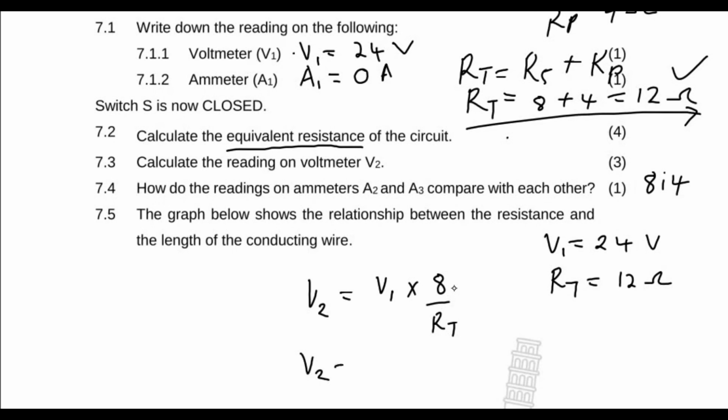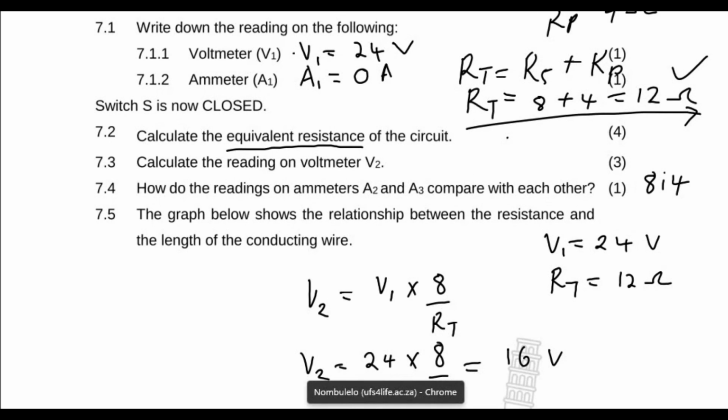So how much is that? V1 is 24 multiplied by 8 divided by 12. So 24 divided by 12 is 2, times 8, that is going to be 16 volts. So you'll get a mark for writing that out.